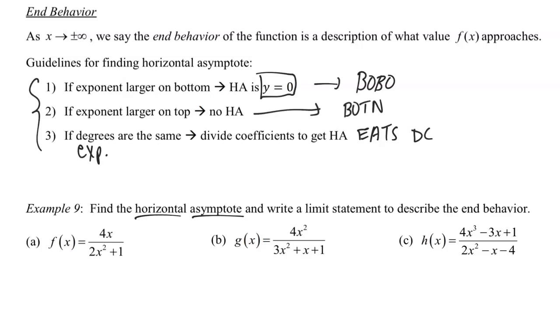Okay, so I'm going to show you how to find the horizontal asymptote. And then what we want to be able to do for calculus is write a limit statement that describes the end behavior. So I'm going to give you your first taste of what that looks like.